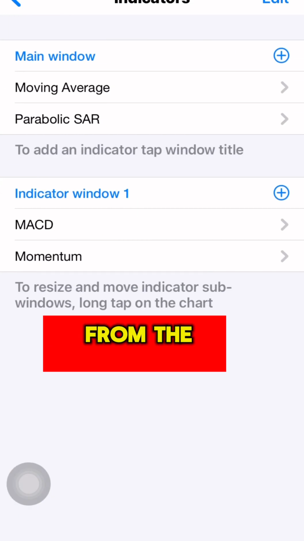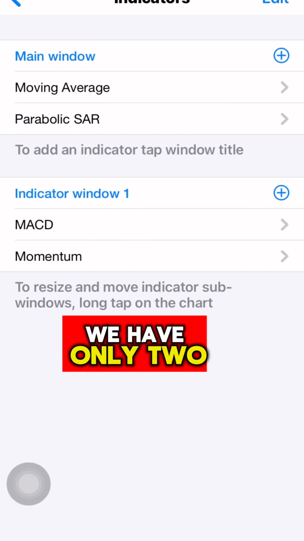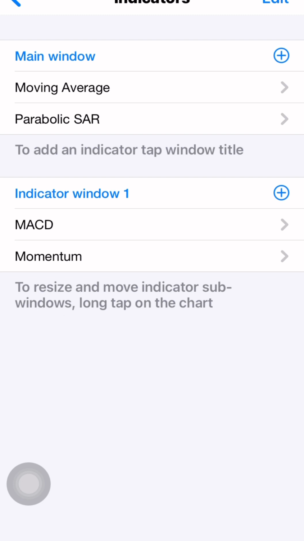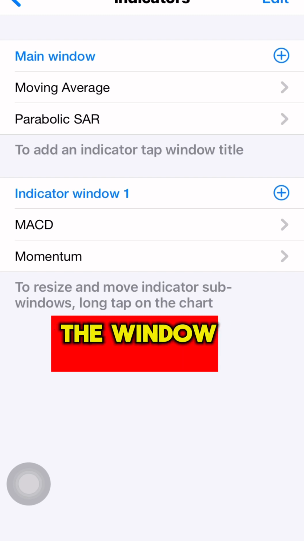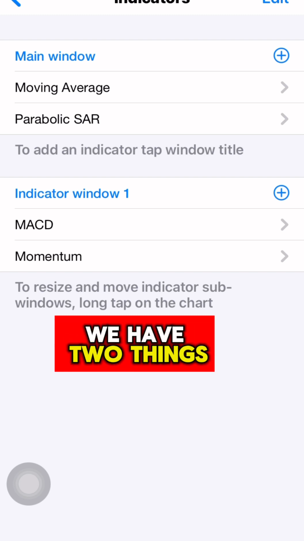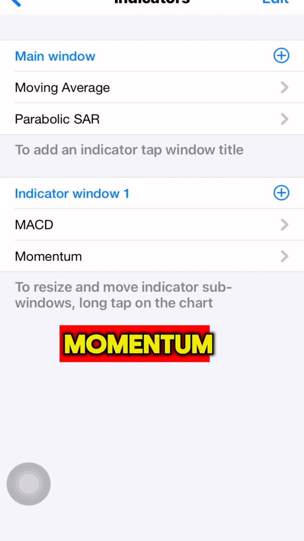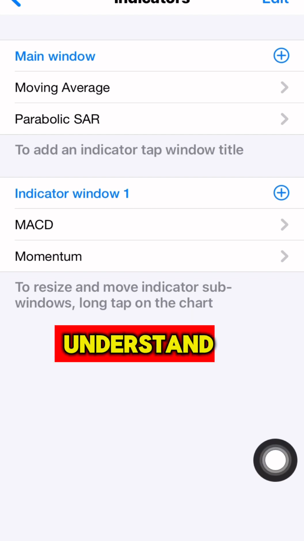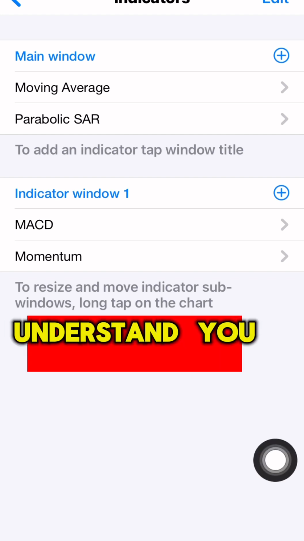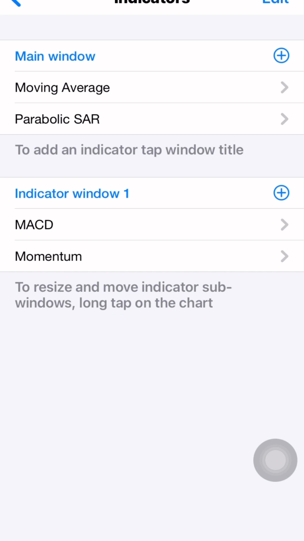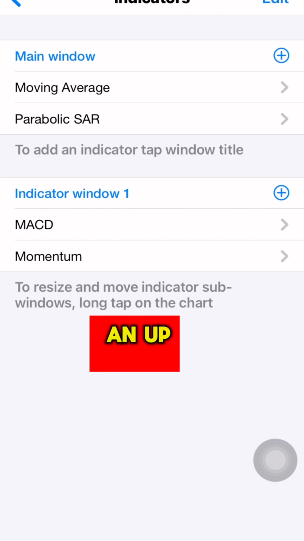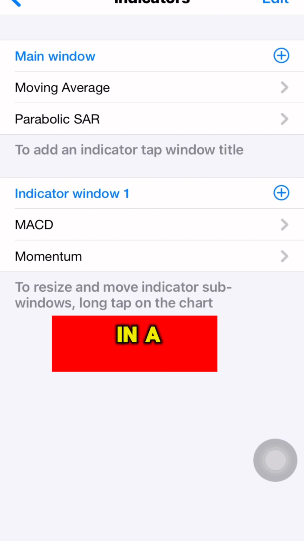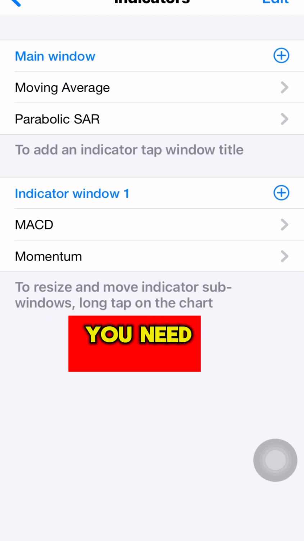If you look at the main window, we have only two things on it. If you also check the window indicator one, we have two things there, the MACD and the momentum. What you need to understand is your basic current trend of the market. You need to identify which trend the market is in: the market is trading in an uptrend, or the market is trading in a downtrend.